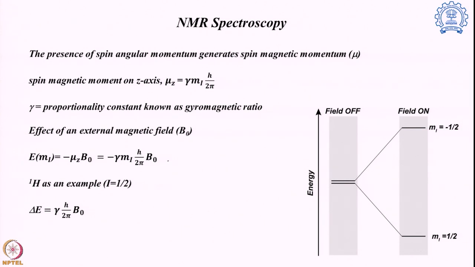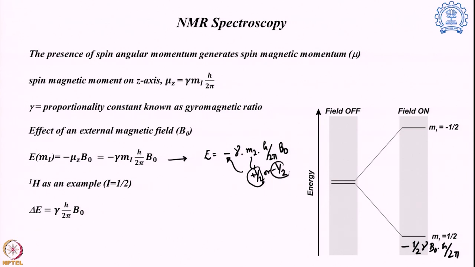Because as we know over here, energy is actually given by minus gamma into mi into h by 2 pi into B0. Now mi can have a value of plus half or minus half. So if I have a plus half value, because of the presence of this minus sign, that is going to be lower energy, which will have a value of minus half into gamma into B0 into h by 2 pi. Whereas when it is minus half state, this minus sign from this mi value and the minus sign already present in the equation will combine together and give me a higher energy state, whose energy will be plus half into gamma into B0 into h by 2 pi.